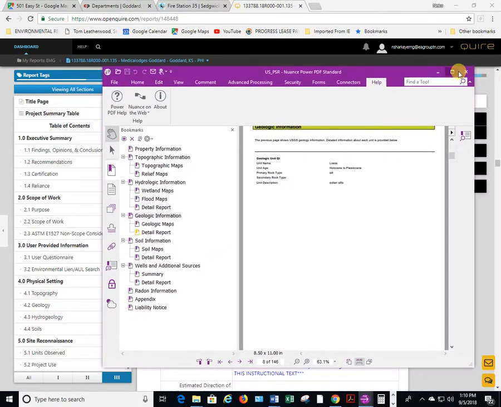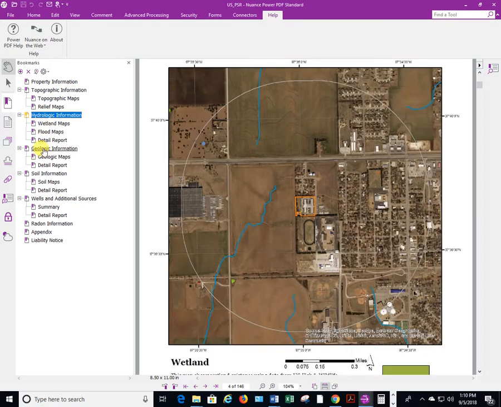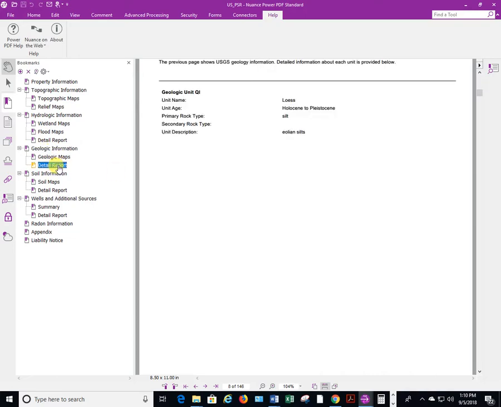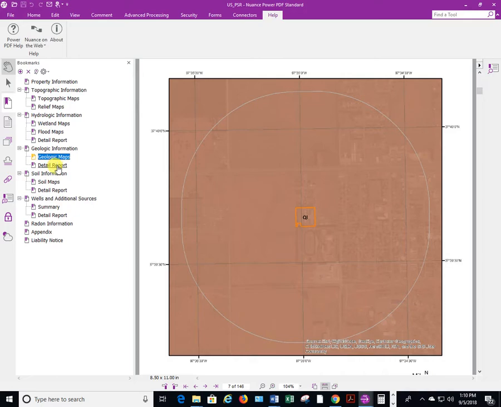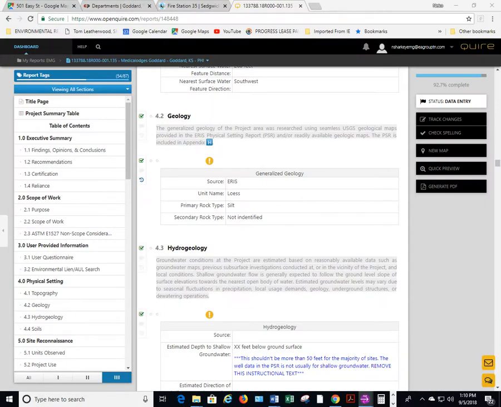Again, I know I went kind of quick, but it's the physical settings report. You're in the geology section, and over here they got a thing called geologic information, and I got my map and my detailed report. Your map locates and tells you what the acronym is, and then detailed report, you find that acronym and write the unit name, the primary rock, and the secondary rock if they give it to you. All right.